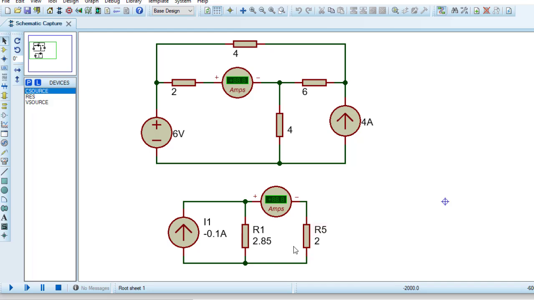Now running the simulation and see what is the value of current showing by this ammeter and what is the value of current showing by this ammeter. If these two are equal, then we can say the value of Norton current and value of Norton resistance which we have calculated are perfect. Running the simulation, say it is minus 0.05 ampere, here also it is showing minus 0.05 ampere. So our calculation is perfect.